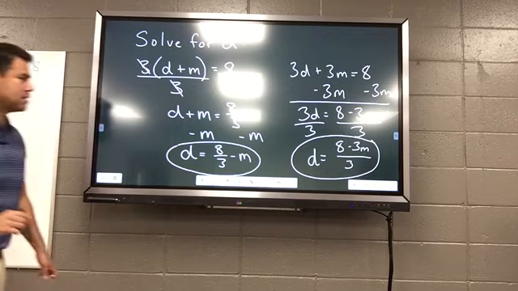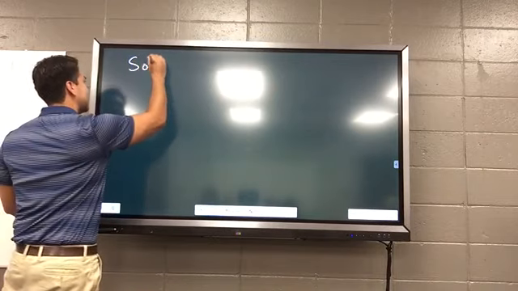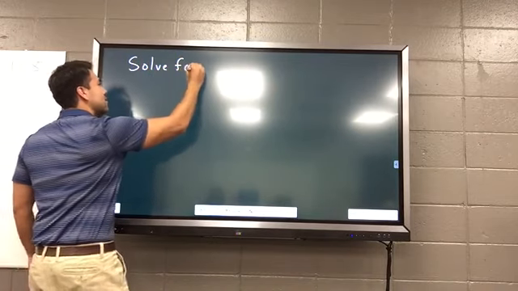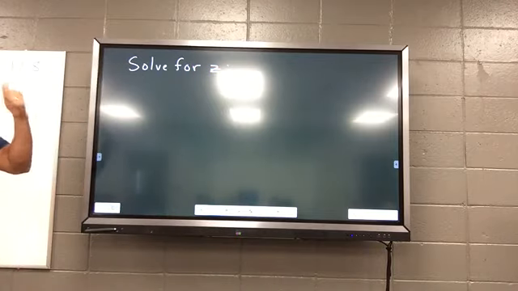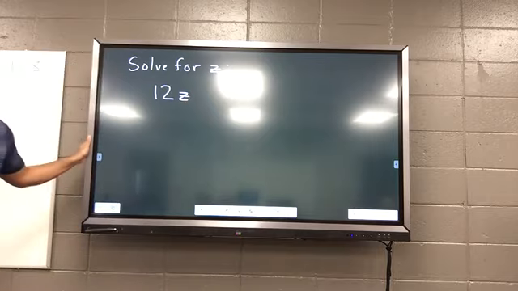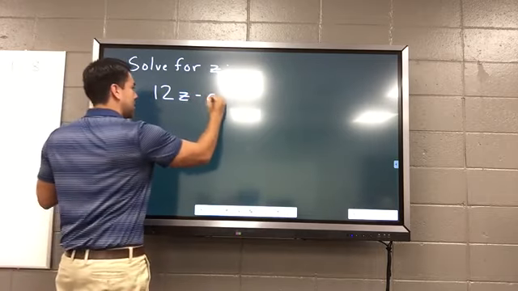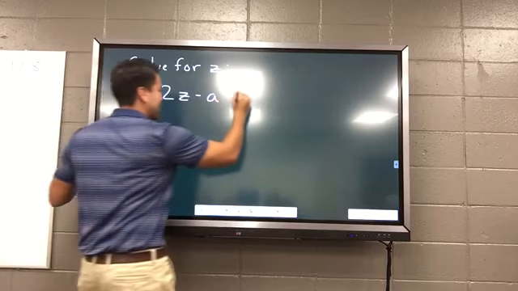Okay, let me give you another one. This one's the toughest one I've given. Solve for z. So the instructions will be clear: solve for the indicated variable. In this case, it's z. And here's the equation: 12z minus a equals 3z plus 7a.